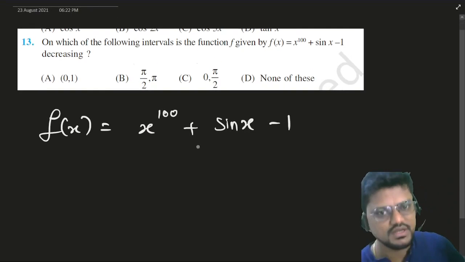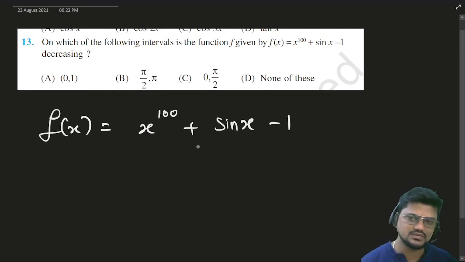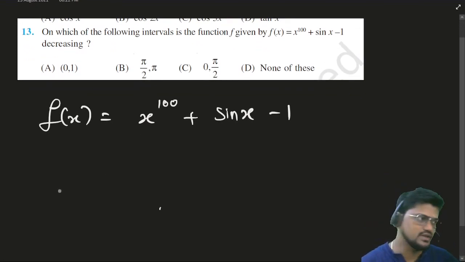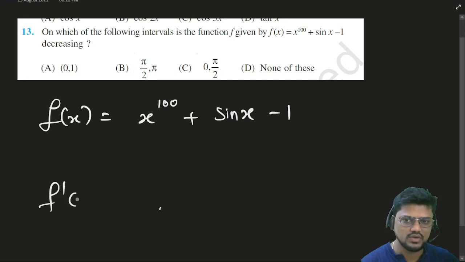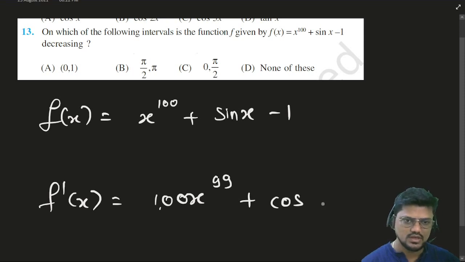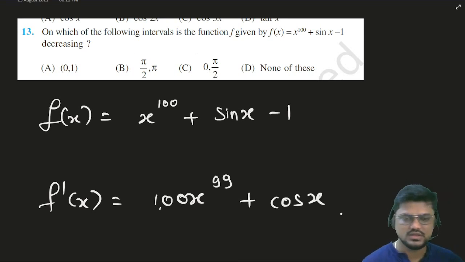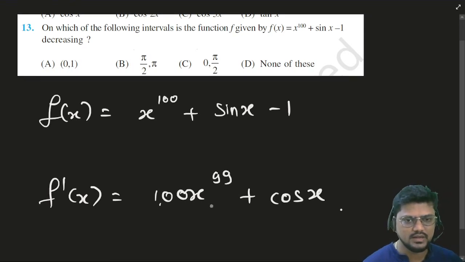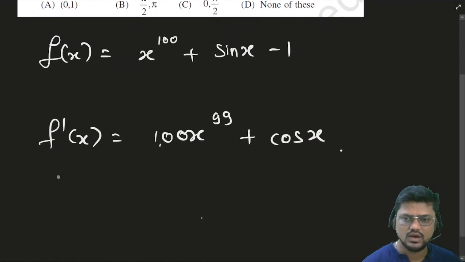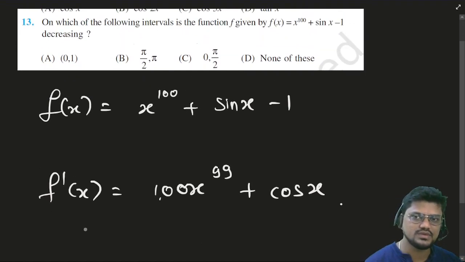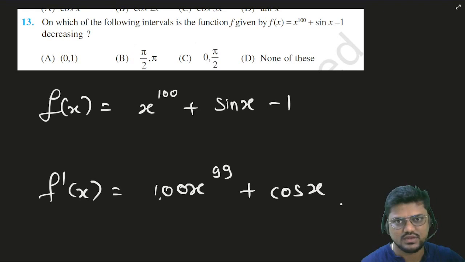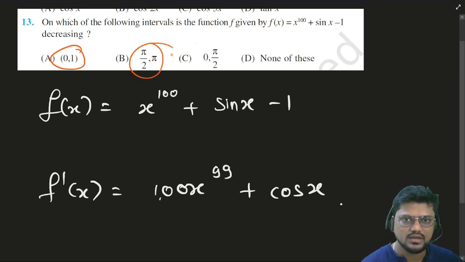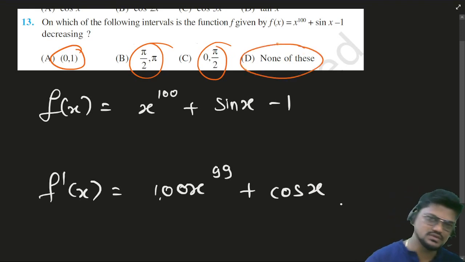Now, on which of the intervals is the given function decreasing, they have said. So let us check. To find increasing or decreasing, we'll take the derivative. F dash of x will be equal to 100x to the power 99 plus cos x, and that's it. Now, they have given some options over here: from 0 to 1, from pi by 2 to pi, from 0 to pi by 2, and none of these. Okay, let's check.